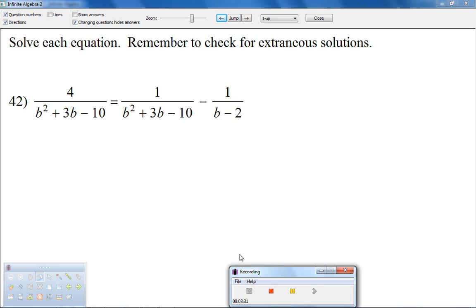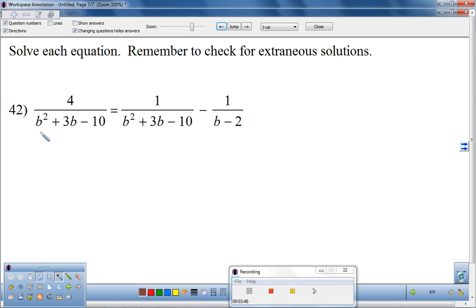Alright, here we're going to have to factor the bottom to see what else we need besides b minus 2. Okay, so with this, we'll factor this one. So I get b minus 2. Okay, and then I want this to be positive, so that means 2 and 5 would be, yeah. So negative 2 times 5 gives me the negative 10. Okay, so we need a b plus 5 to this one.